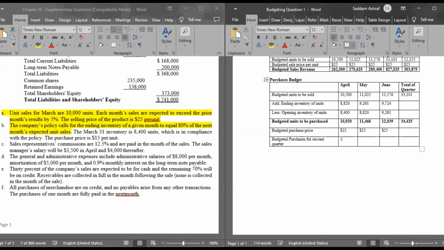Just multiply units with 15. It's with $15, sorry. 163,800. Next one: 171,990. The next one is 180,590. Now you can total these three values: 516,380.